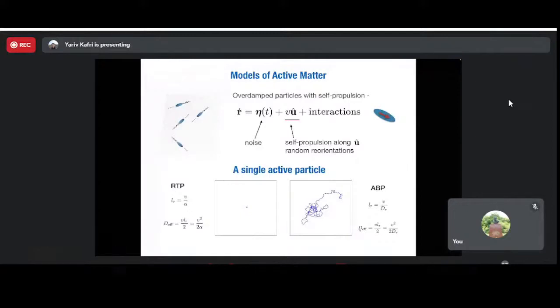Run-and-tumble particles, very similarly, they move in straight lines. And with a rate alpha, they choose a new direction. And again, this run length is just the velocity divided by the rate at which they reorient. On long time scales, again, they're very, very boring. They just diffuse about, nothing exciting is happening.